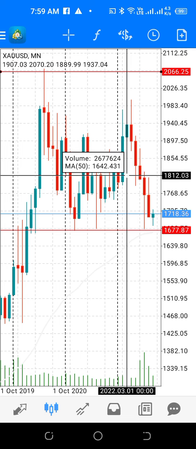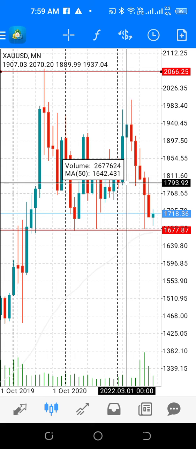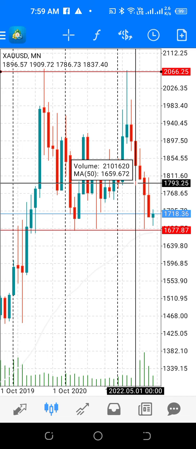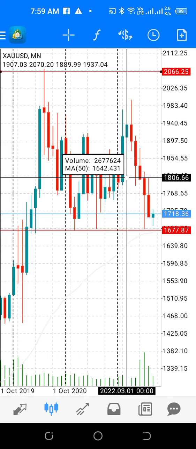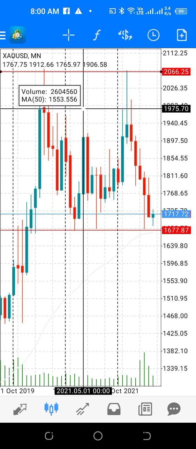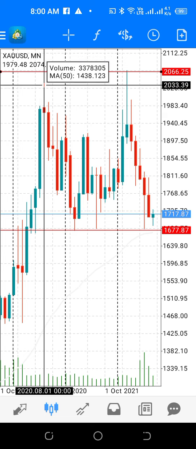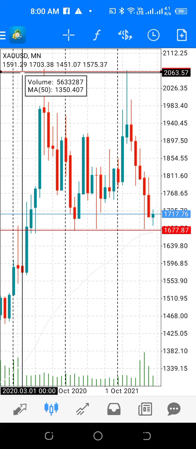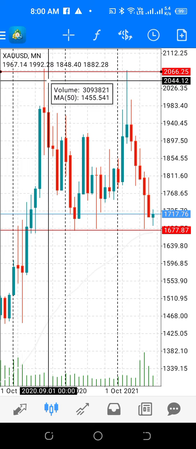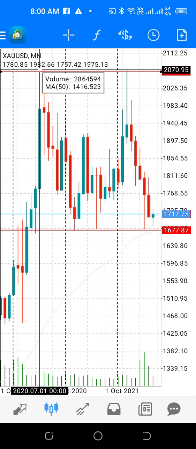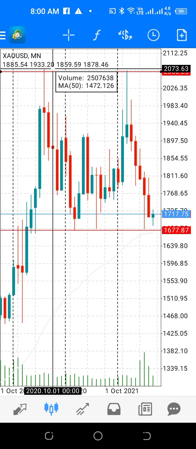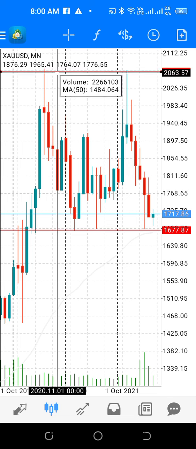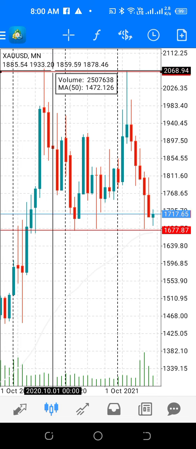October. What is that month? The highest price is that of 2022 March, which is almost the same level as this one. Everywhere, check it. This is the resistance, but the previous high is 2073.63, and then the last March is 2068.